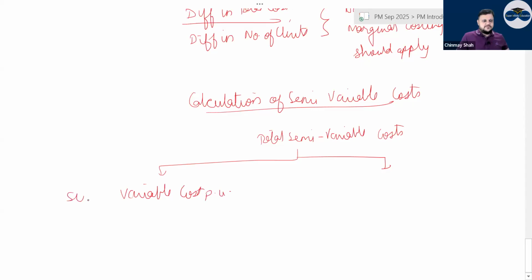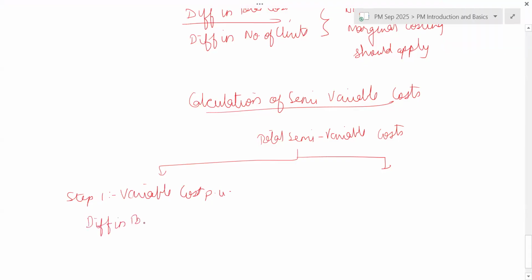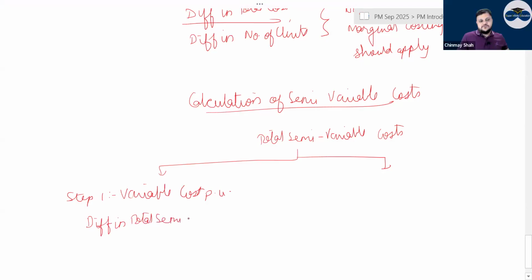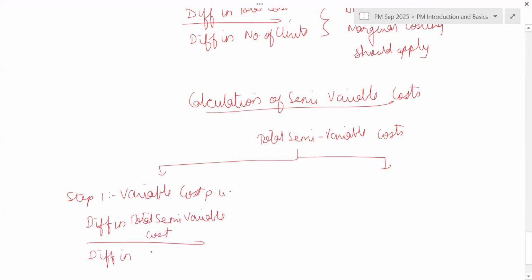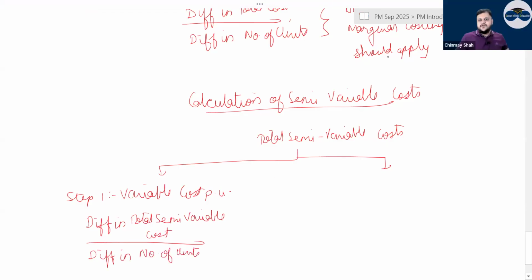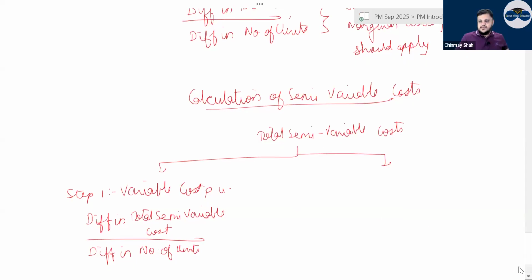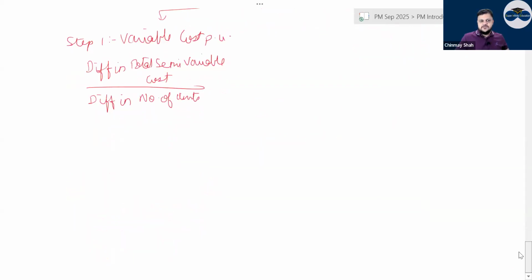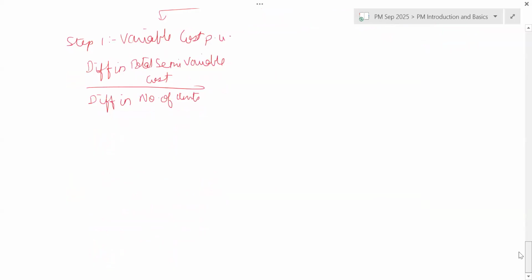First, variable, step 1. How do you find variable cost per unit? Tell me. Difference in what? Total cost. Semi-variable, total semi-variable cost, not total cost. The whole divided by what? Difference in number of units. Obviously, those assumptions will apply. This will give you what? Variable cost per unit.